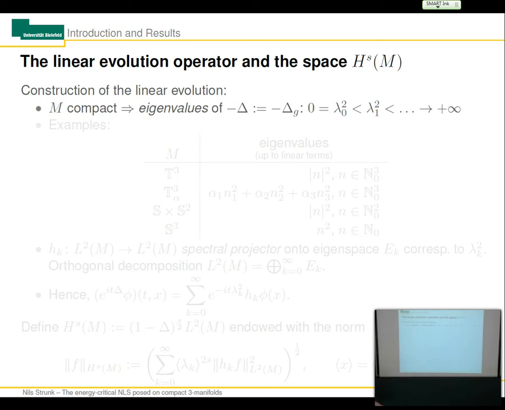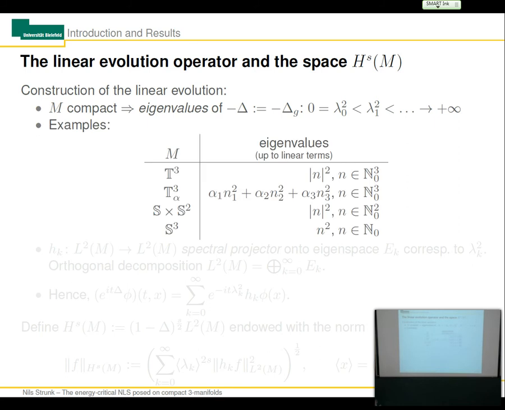Now, I want to talk about the linear evolution operator. Since we are on a compact manifold, the spectrum of the Laplace operator is discrete, right? So we can list the eigenvalues like this: 0 is equal to lambda 0 squared, which is less than lambda 1 squared, and so on. Now I want to show you some examples.